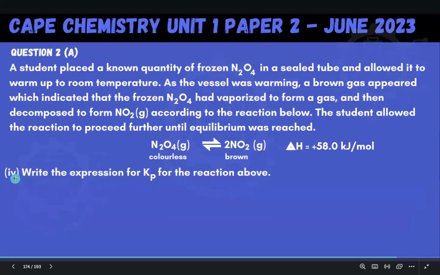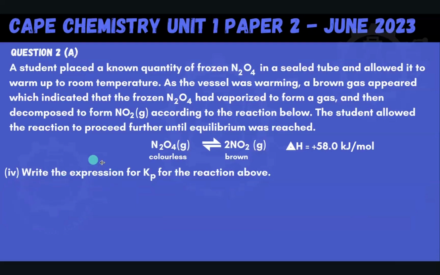Now, in part 4, write the expression for Kp, which is the equilibrium constant in terms of partial pressures for the reaction above. So since this is a gas phase reaction, we can in fact write our equilibrium constant in terms of partial pressures. And so here's what that would look like.